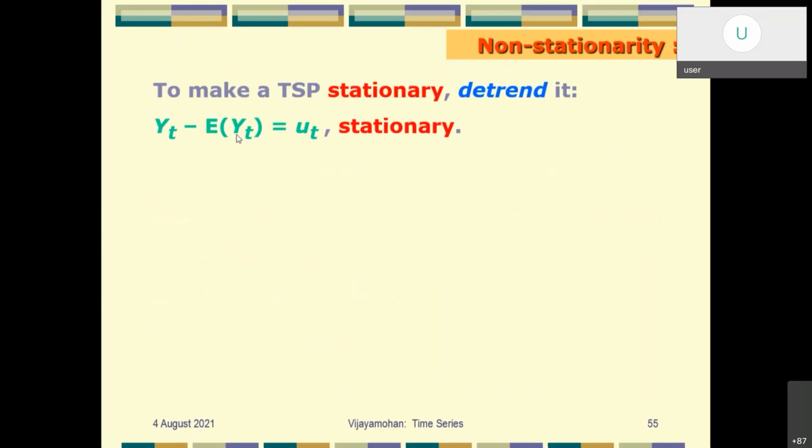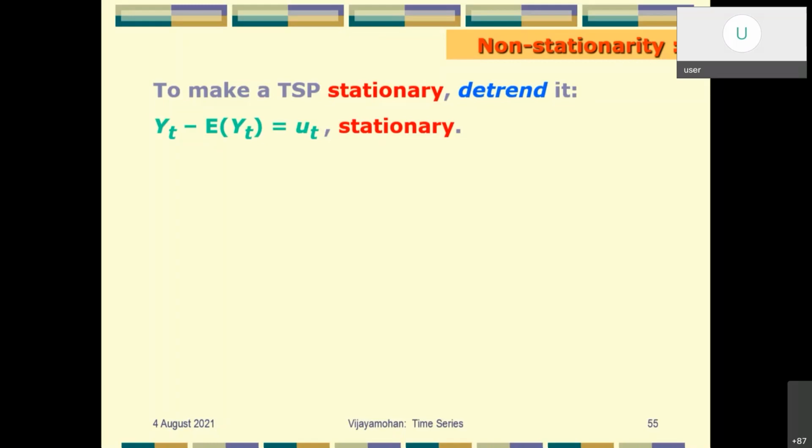Now in a regression framework, how do we detrend a series? Can anybody tell me? Suppose we have a TSP in terms of some other variables. Say yt and xt are both TSP, and we want to make both stationary, that is, remove the trend. How can we make them stationary without doing it manually in Excel or otherwise, without subtracting that particular trend? Is there any method for detrending in the context of regression analysis? Anybody?